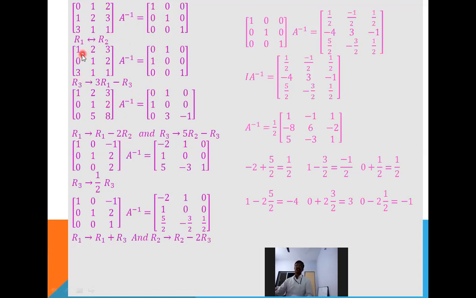त्यानंतर या 1 च्या मदतीने याला 0 करायचंय आणि याला 0 करायचंय. ठीक आहे. हा तर ऑलरेडी 0 आहे. This is already 0. ओके. With the help of this one we have to make this as a 0. मग हा 0 कधी होईल?